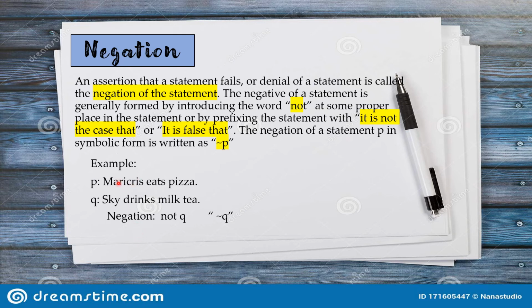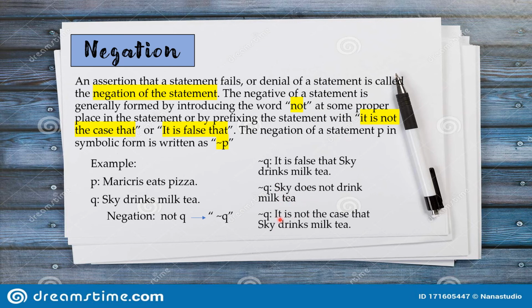For example, let us find the negation of Q, and in symbol it is read as not Q. So let us have this different form. It is false that Sky drinks milk tea, or it can be in this form: Sky does not drink milk tea. And it is not the case that Sky drinks milk tea. Simply negate the given proposition.